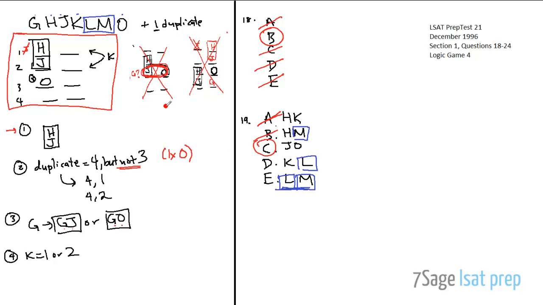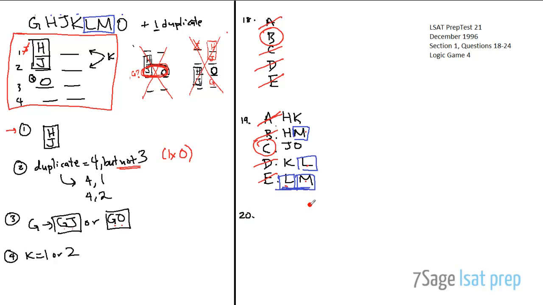Answer choice D just doesn't have to be true. K and L can go wherever, right? K can just be the one that repeats, and L can be next to it, right? And L and M, same thing. Maybe they're just in 4. There's no reason that they can't, right? Because these 3 are floaters, right? So answer choice C is the correct answer here.